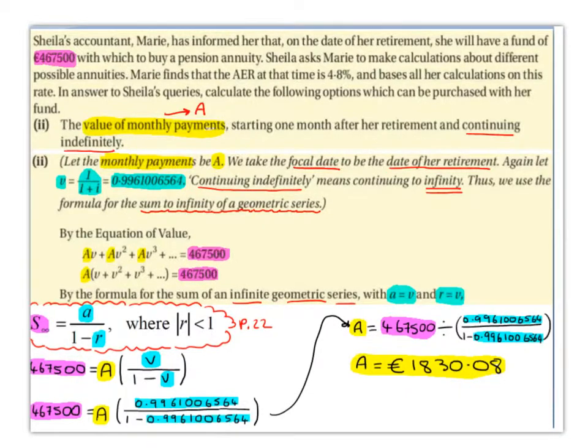So we swap S infinity for 467,500. We swap the a for V. 1 minus r becomes 1 minus V. And this is all multiplied by A, because remember A was the common factor. Both V's get swapped for 0.9961006564. This gives us A is equal to 467,500 divided by this, which gives us A is equal to €1,830.08.